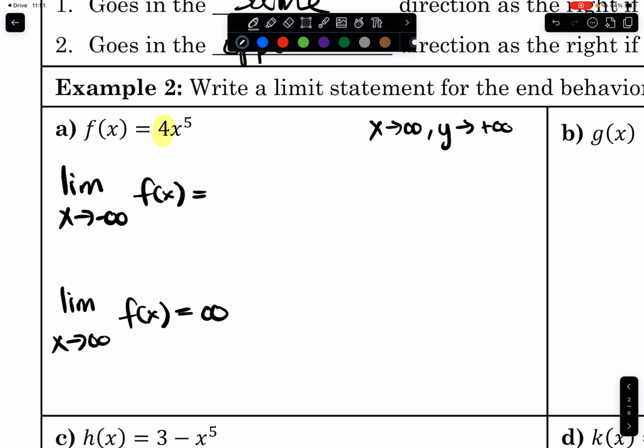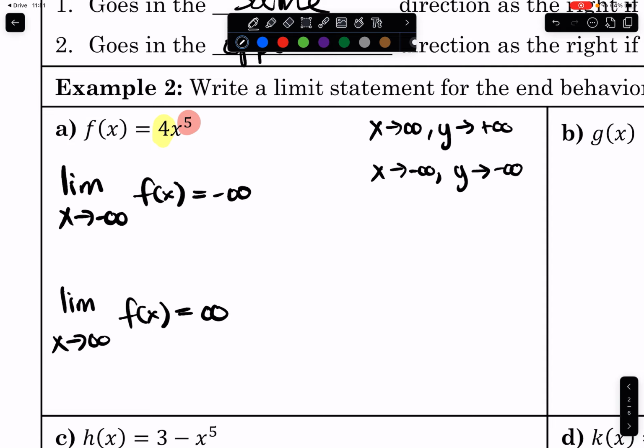Now, to figure out what's happening on the left side as x approaches negative infinity, what's happening to the y values? Well, for that one, you now simply look at this number right there. If that number is even, then it would be the same answer. It will be positive infinity. But if this number is odd, then it's going to be the opposite answer, and in this case, it will be negative infinity. So there's your answer. So this is the limit notation for the end behavior of this example A.